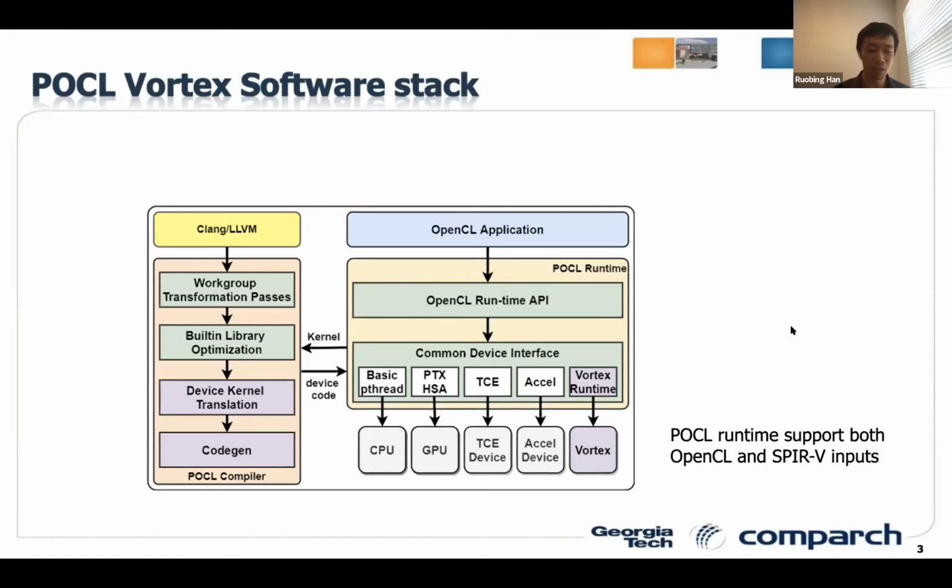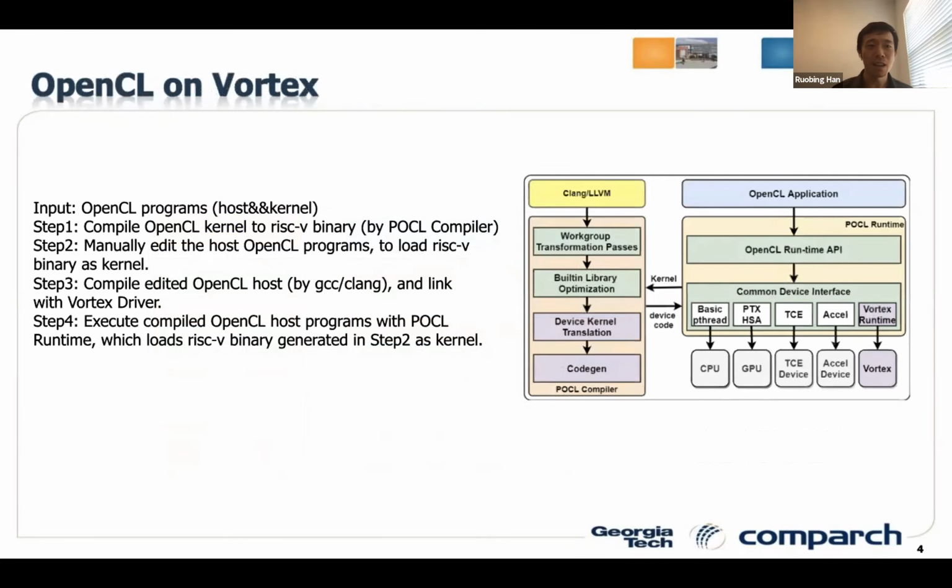Now let's look at how to execute on the Vortex backend with the OpenCL front-end language. As I said before, POCL is just an implementation of OpenCL, so it is quite straightforward to execute OpenCL with POCL. First, I list the whole process, every step we need to do for executing OpenCL on Vortex. Assume we have input programs consisting of 2 parts: the host programs and the kernel programs.